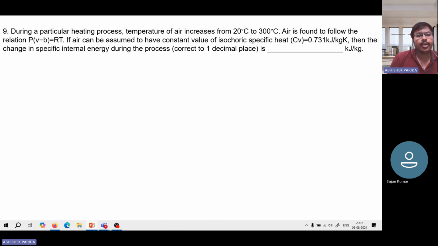Now, during a particular heating process, the temperature of air increases from 20 degrees Celsius to 300 degrees Celsius. Air is found to follow the relation P into (V minus B) is equal to RT. If air can be assumed to have a constant isochoric specific heat, that is Cv, equal to 0.731 kilojoule per kg Kelvin, then find the change in specific internal energy during this process. Same type of question, give it a try.